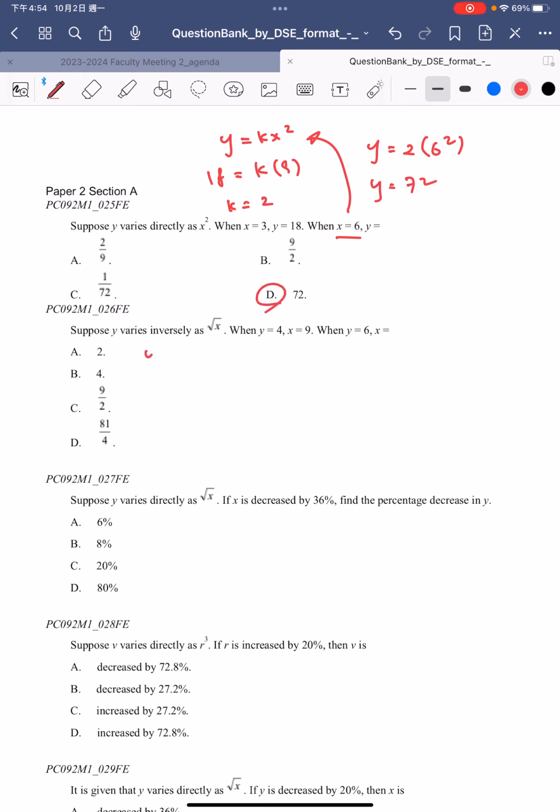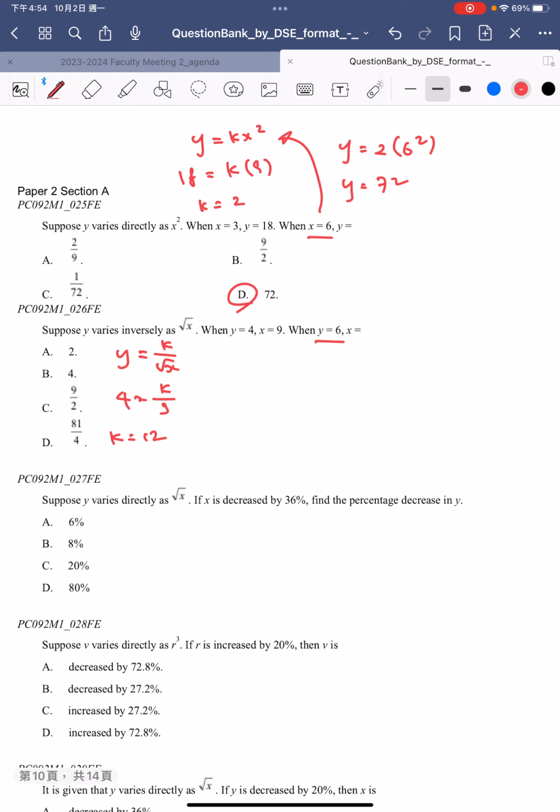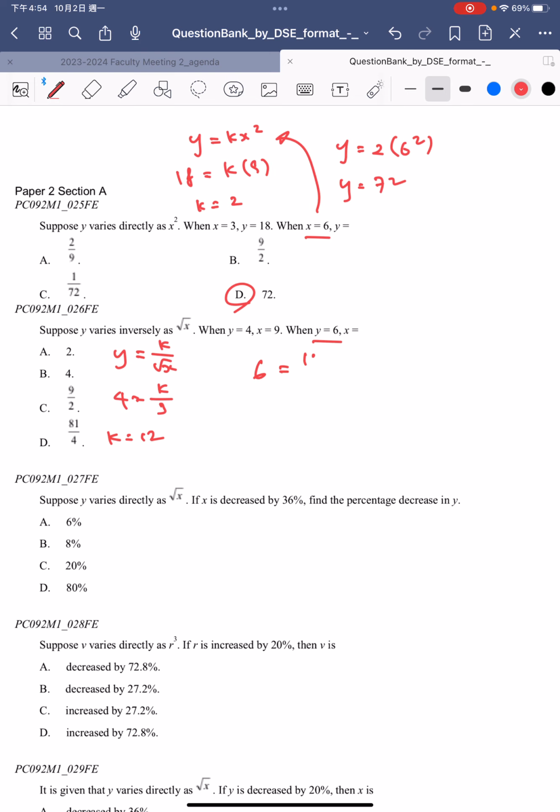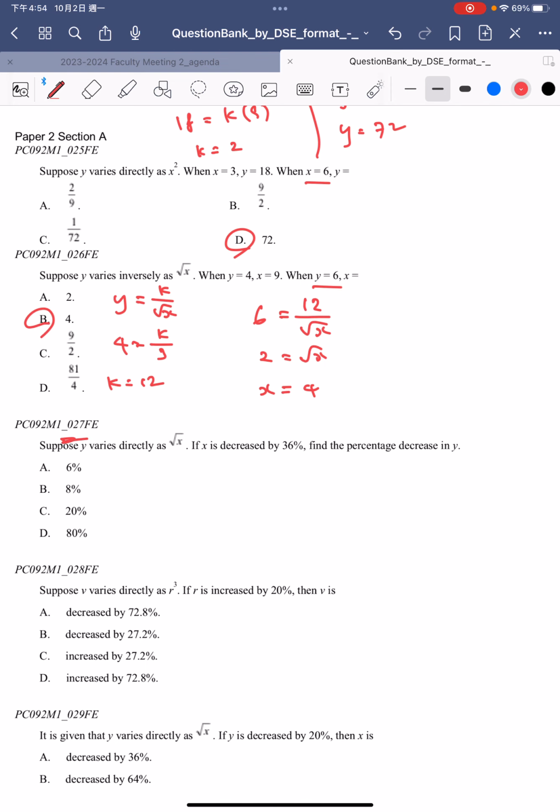For question 26, y varies inversely as square root x. So we have y equals k over square root x. Then we have 4 equals k over square root 9, which is 3, so the variation constant equals 12. Then we substitute the value of y. We have 6 equals 12 divided by square root x, then 2 equals square root x, then x is equal to 4. The answer is B.